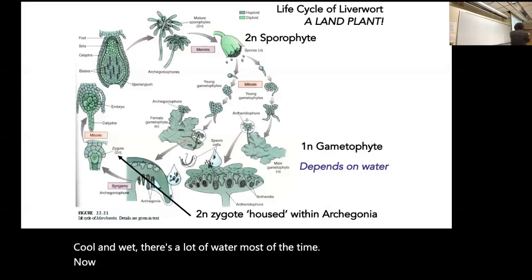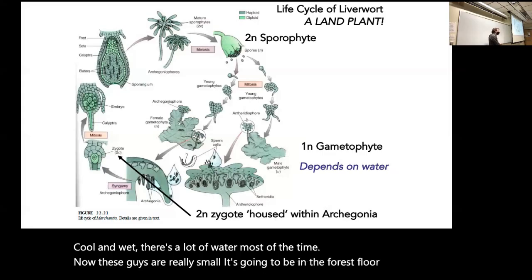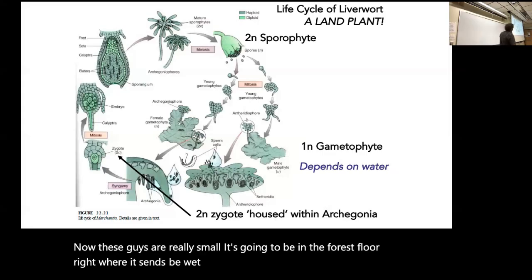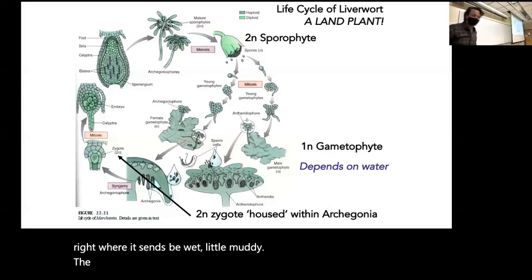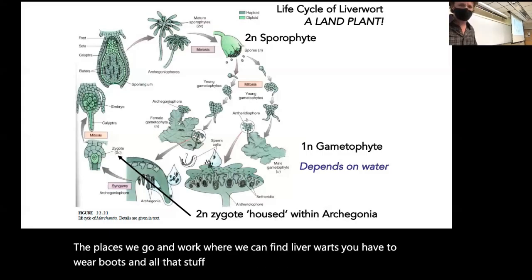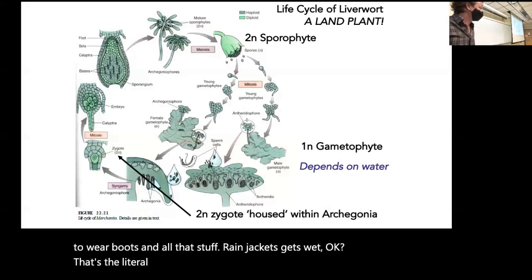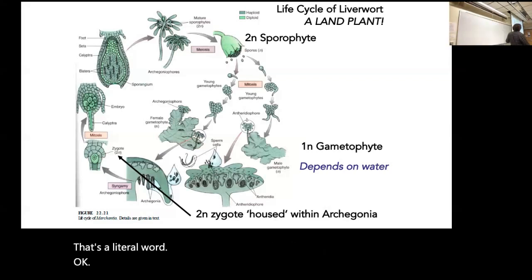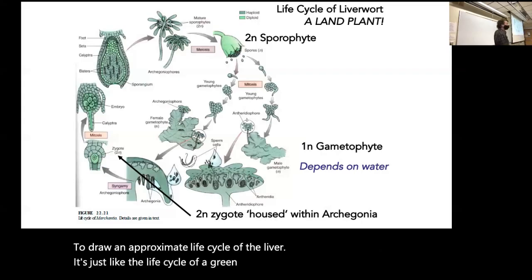Now these guys are really small, tend to be on the forest floor, right? Where it tends to be wet, a little muddy. And the places we go and work where we can find liverworts, you have to wear boots and all that stuff. Rain jacket gets wet. Okay. That's a liverwort. You should be able to draw an approximate life cycle of the liverwort. Approximate. It's just like the life cycle of a green algae, but a little different.